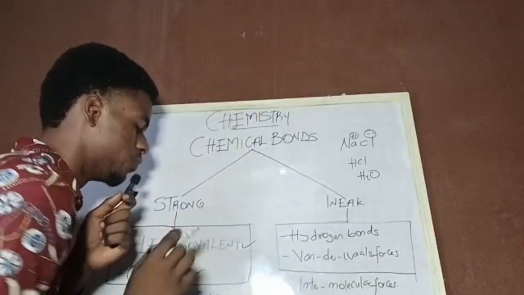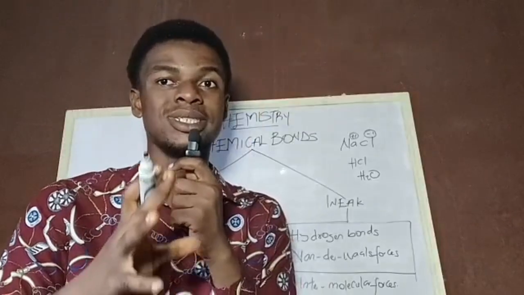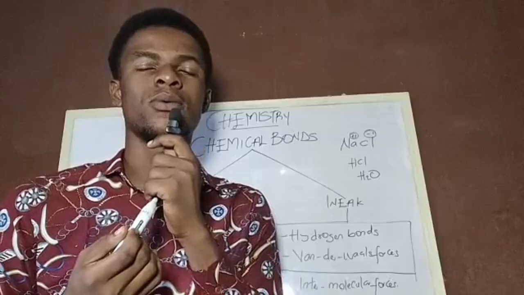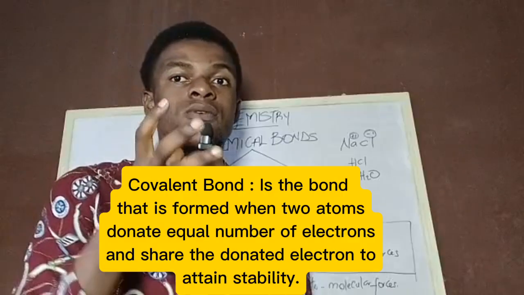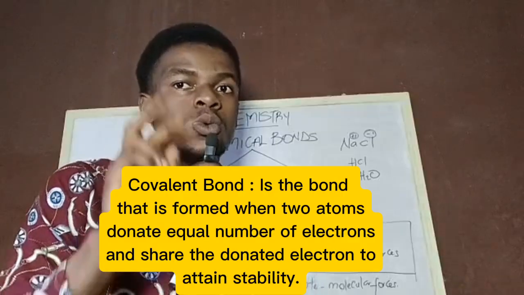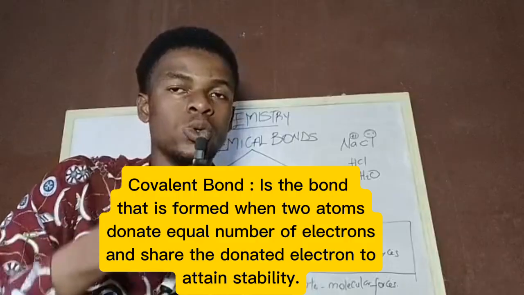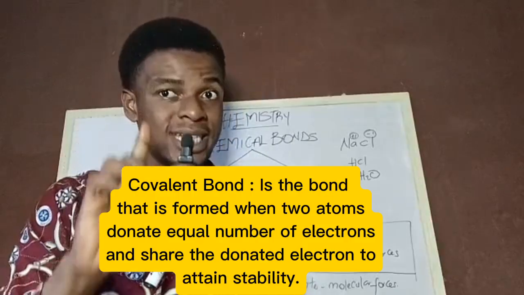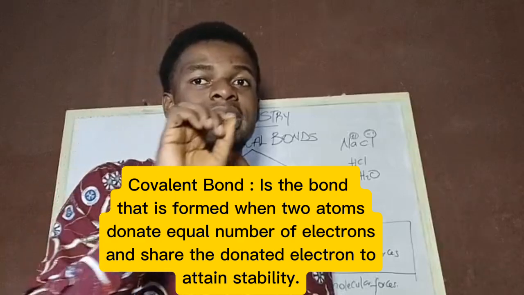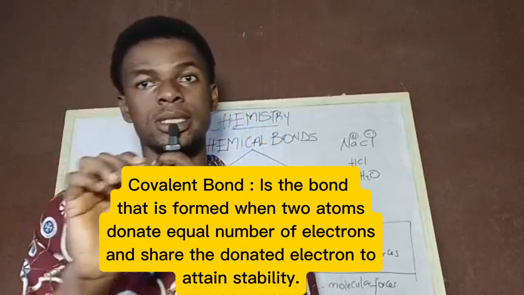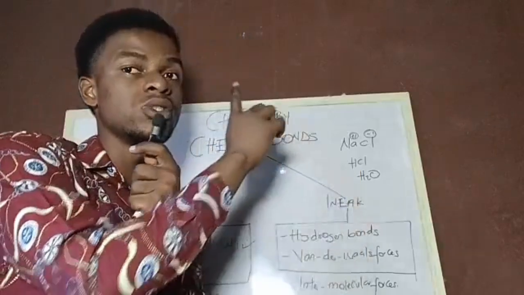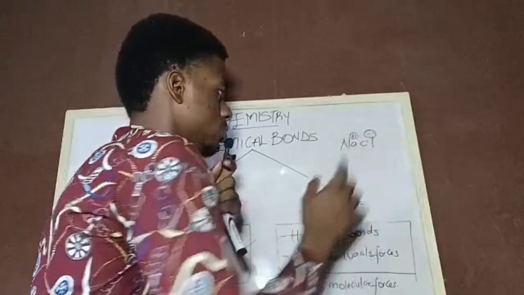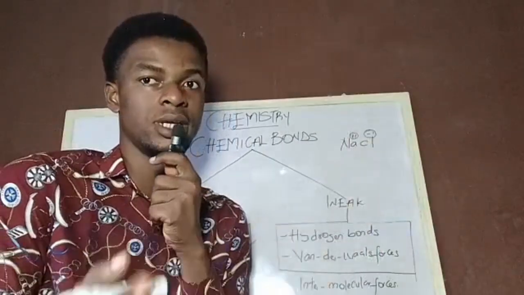Now looking at covalent bond. What do you understand by covalent bond? Covalent bond is the bond that is formed when two atoms donate an equal number of electrons and share the donated electrons to attain stability. I'm still going to make use of sodium chloride for an example. They said two atoms donate an equal number of electrons.